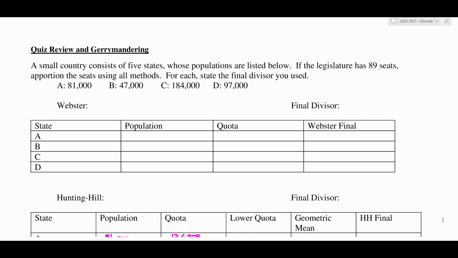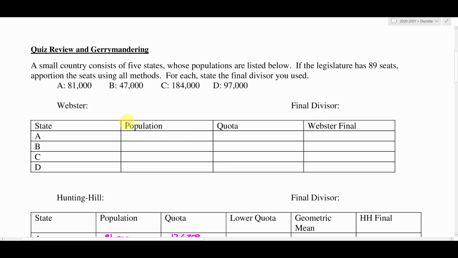What we're going to do today is just a little bit of quiz review. We're going to see one more example of each type of method that we have learned up to this point, and then we're going to talk about something called gerrymandering. It's the final topic that we have in Unit 2, Part 1. So I'm going to quickly give you an example of what it means to gerrymander something, and then we'll take our quiz tomorrow and hopefully do well.